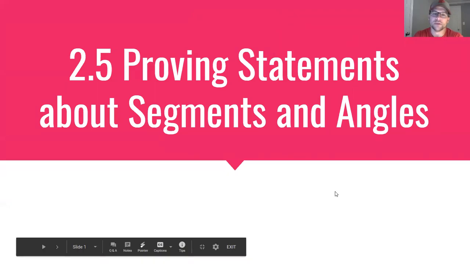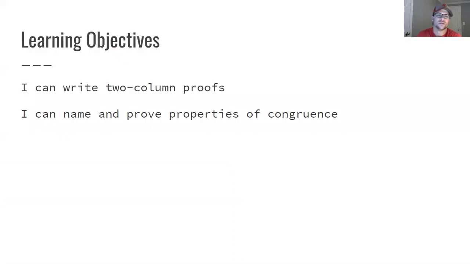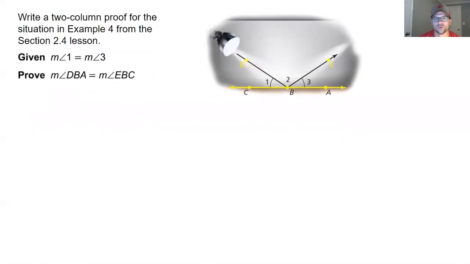All right, this is a video tutorial for the 2.5 section in the Big Ideas Geometry book, proving statements about segments and angles. So the two learning objectives are to write two-column proofs, which is a big thing in geometry, is to have two different columns of the statements and reasons, and name and prove properties of congruence.